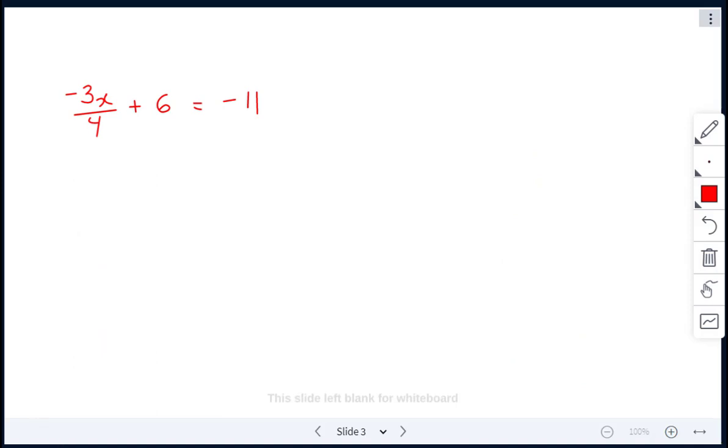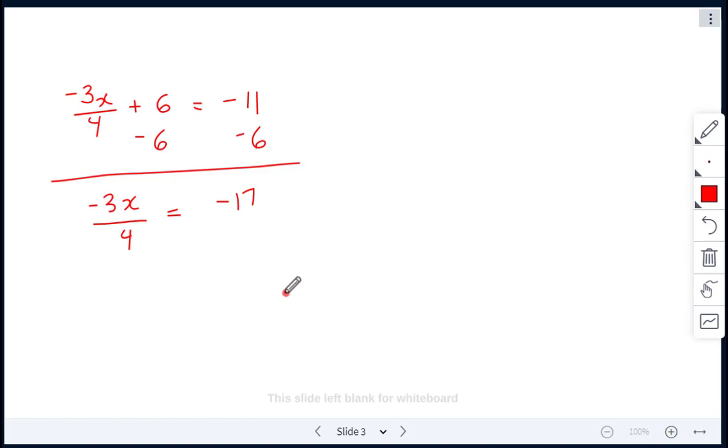All right, our next question looks like this. We have negative 3x over 4 plus 6 is equal to negative 11. First step is always to get rid of the addition or subtraction. So we're going to do the opposite of any addition or subtraction. We're going to subtract 6 on both sides. So we're left with negative 3x over 4 is equal to negative 11 minus 6, or negative 11 plus negative 6. You would get negative 17 here.